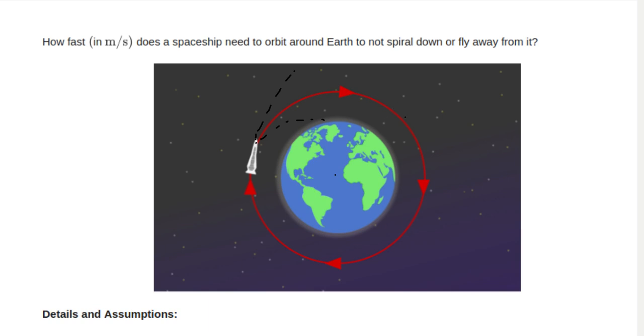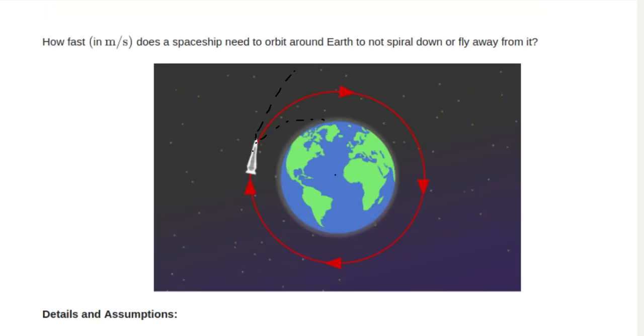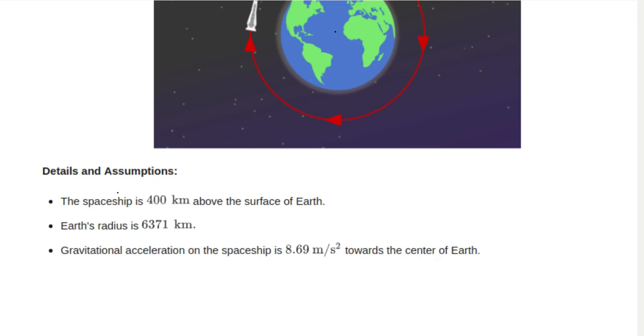I believe Kepler's first law is that orbits are elliptical, at least for planets around suns, but I think it also holds for moons around planets. But since we sort of have control over our orbit, we're going in a circular orbit just around the Earth. And so we have details and assumptions.